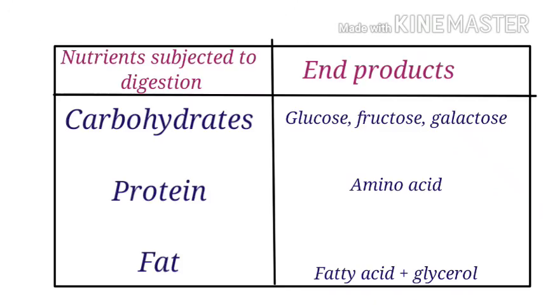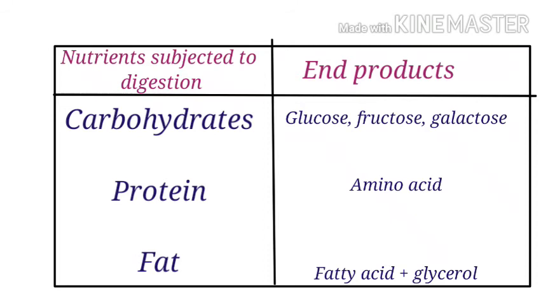So here from this table you can find out which are the simplest forms of carbohydrate, proteins and fat. The simplest form of carbohydrate is glucose, fructose and galactose. Then protein is amino acid and fat is fatty acid and glycerol.